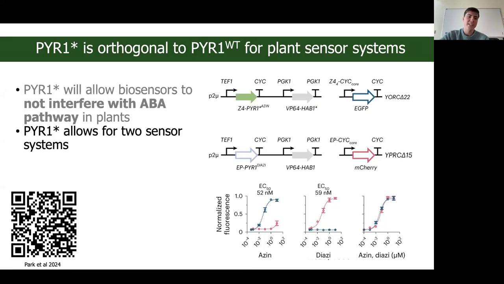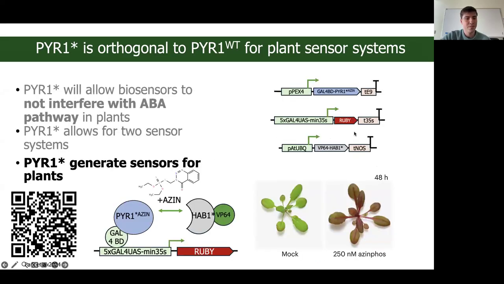Another really cool advantage to this is that the Pier 1 star allows for two sensor systems in this Pier 1 context. And so you can see here, this top construct is carrying the Pier 1 star kind of cassette. This bottom construct is carrying just the Pier 1 scaffold. And you can use these sensors in the same cell to report and activate different kind of expression cassettes.